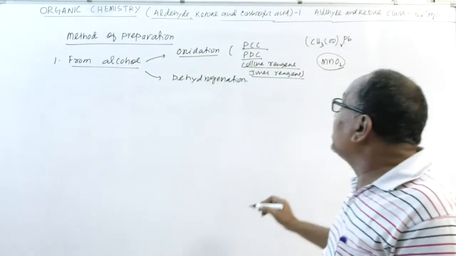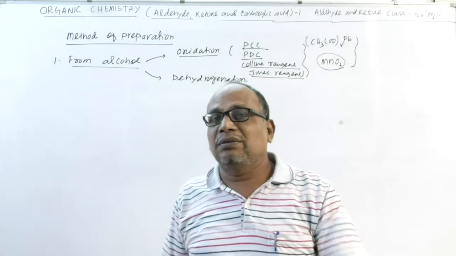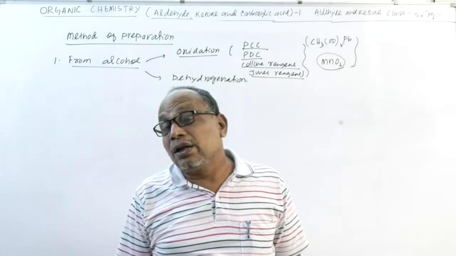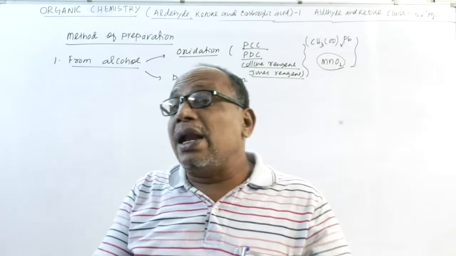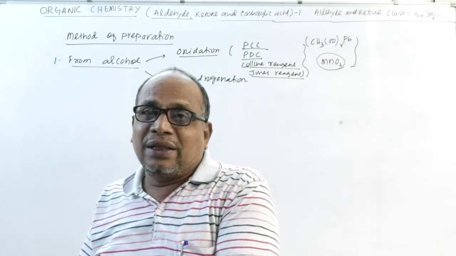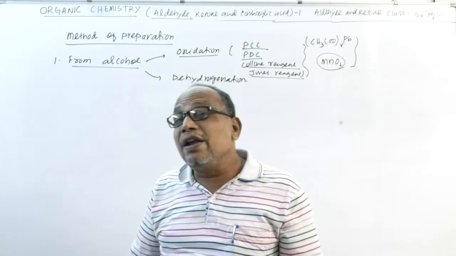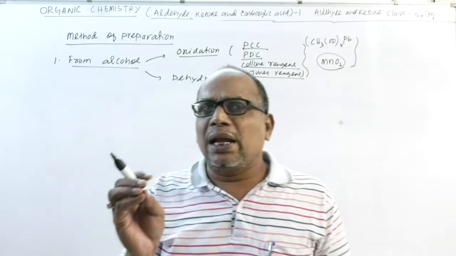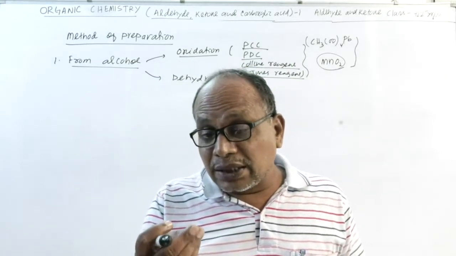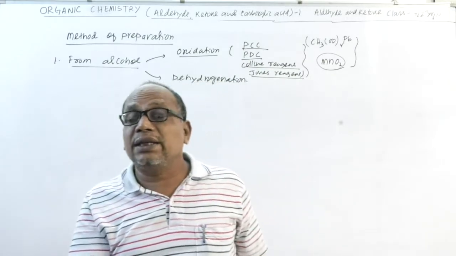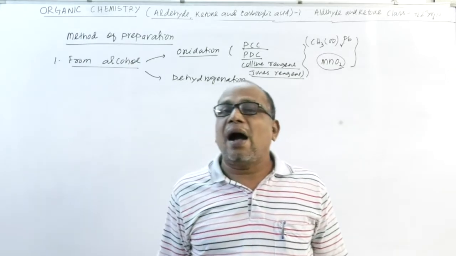And mind it, these reagents are not affecting the double bond. If the alcohol contains a carbon-carbon double bond, when treated with these oxidizing agents, the alcoholic group will get oxidized, not the double bond. If you use other oxidizing agents like acidified potassium dichromate or acidic potassium permanganate, they can oxidize both the double bond as well as the alcoholic group.